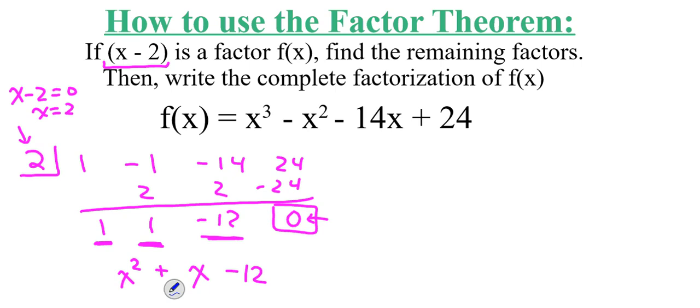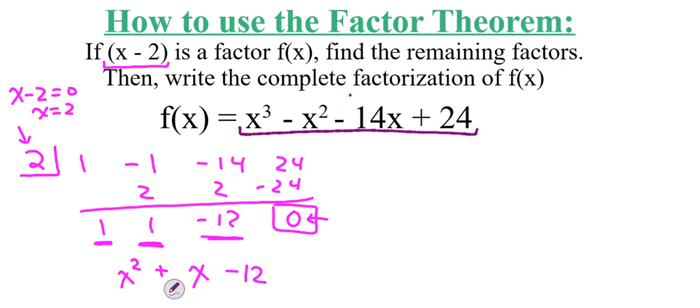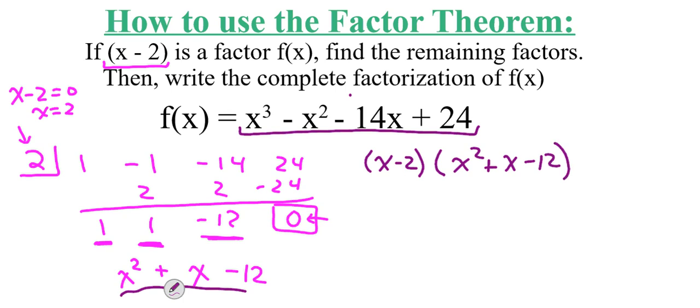So, let's just write what we just figured out. We said, hey, when we looked at this polynomial and we divided it by x minus 2, it went in evenly, and what was left was this, the x squared plus x minus 12. Now, we could continue to use synthetic division to factor this completely, but I'm like, hey, that's a quadratic trinomial. I can go ahead and just factor that out, right? So we already know x minus 2 is a factor. They gave that to us.